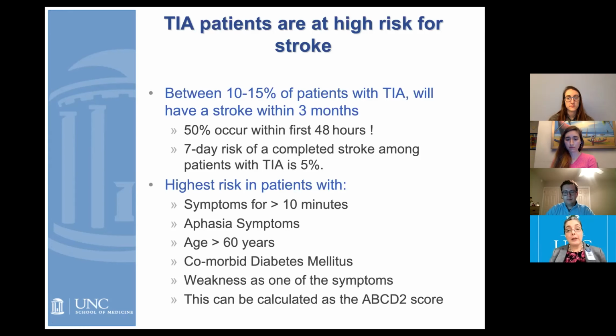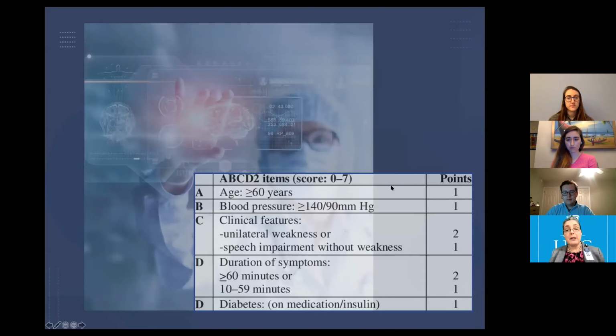So it's not just feeling a little off or feeling a little dizzy. It's like my arm didn't work or my leg didn't work. And we actually have a calculator that we can use to put this all together. And we come up with something called the ABCD squared score. And so for each of the items, you'll see A is age, B is blood pressure, C are the clinical features of unilateral weakness or speech impairment, D is the duration of symptoms, and D is also diabetes, hence the squared. And each of these gets a point.